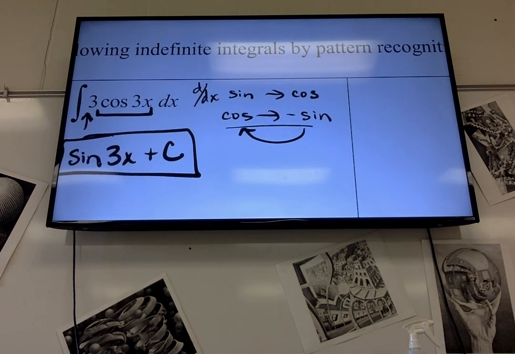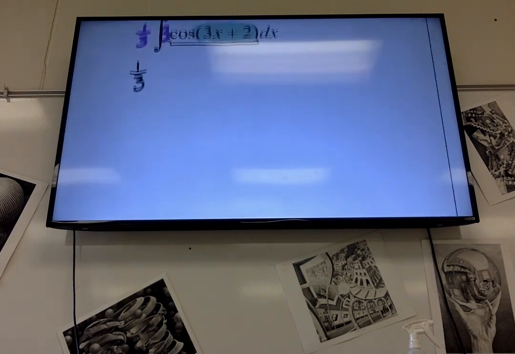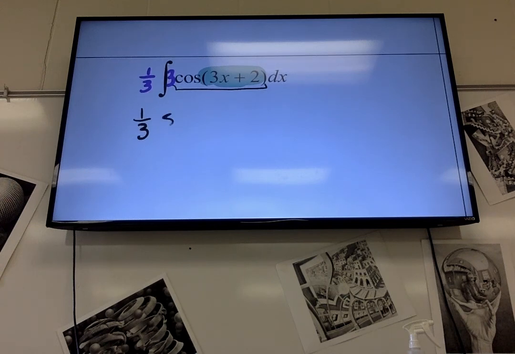Oh, the derivative. I remember. No, antiderivative, you're right. Cosine is sine, you're right. Oh, yeah, I was doing the derivative. It is 3x plus 2 plus check.